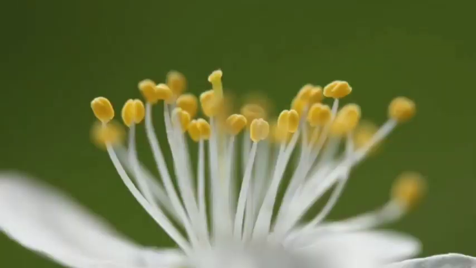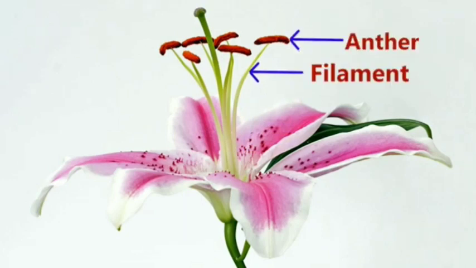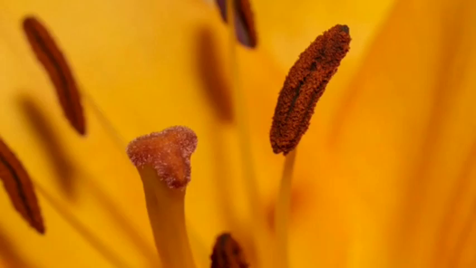Let us have a closer look at the structure of a stamen. A stamen consists of a long, slender, tube-like part known as filament, to which is attached the anther. Anther produces pollen grains.